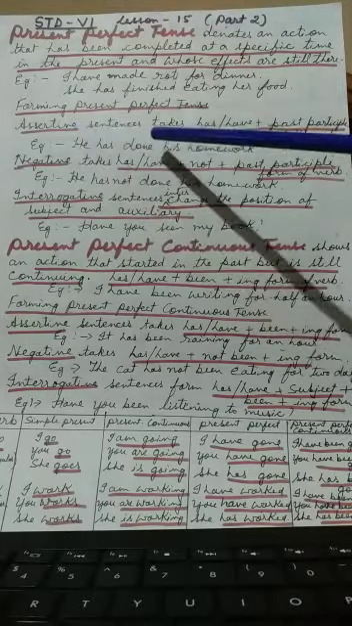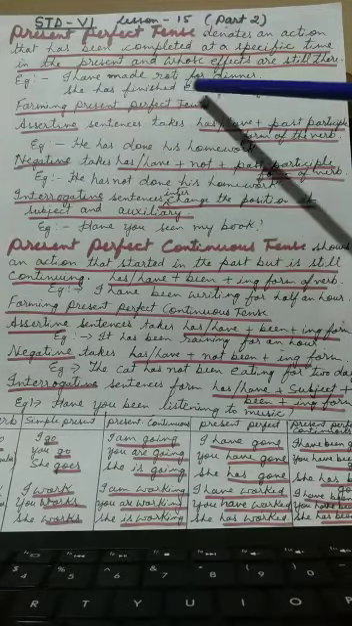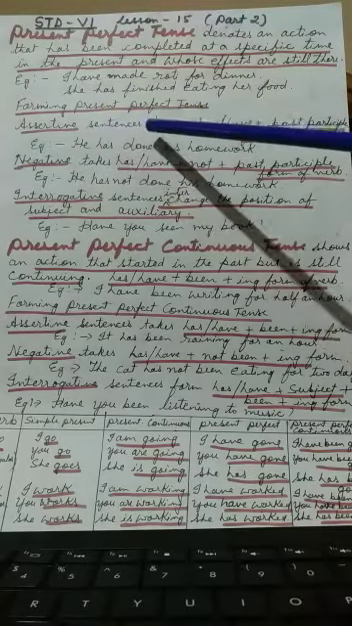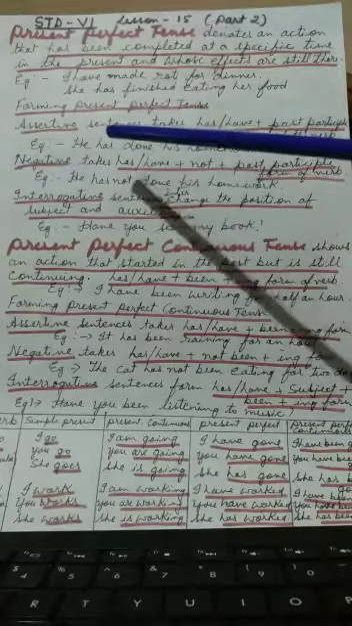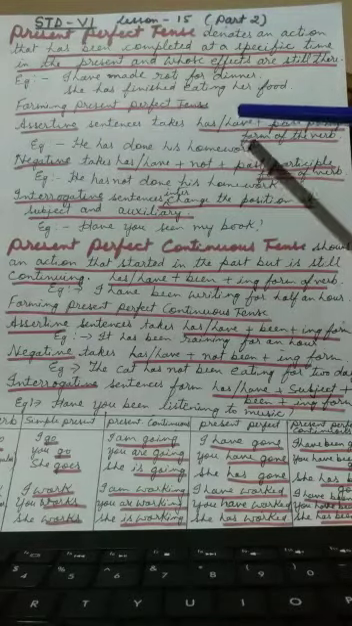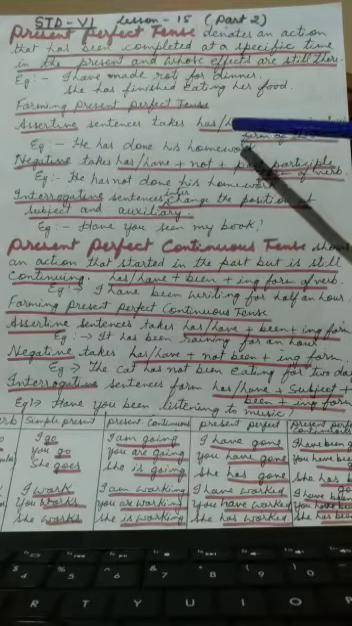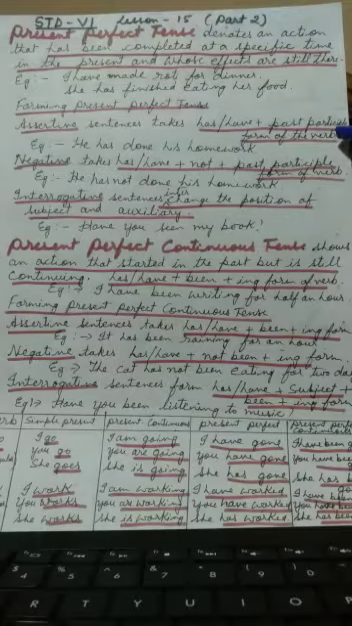Like suppose, how do we make, he has done his homework. Like she has finished eating her food. So how will it take? Assertive sentences take has or have. Suppose if it is they, so they have, or I have. So either has or have it will take: has or have plus past participle form of the verb.